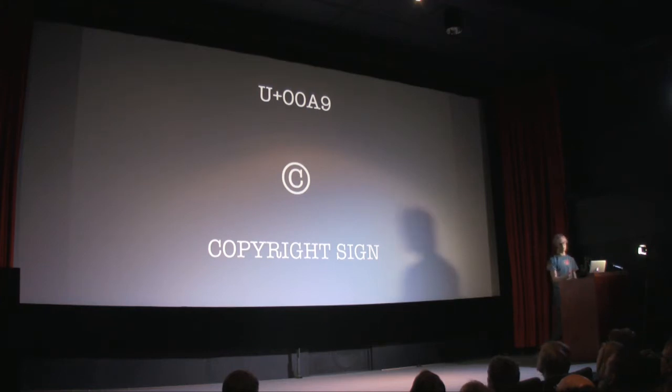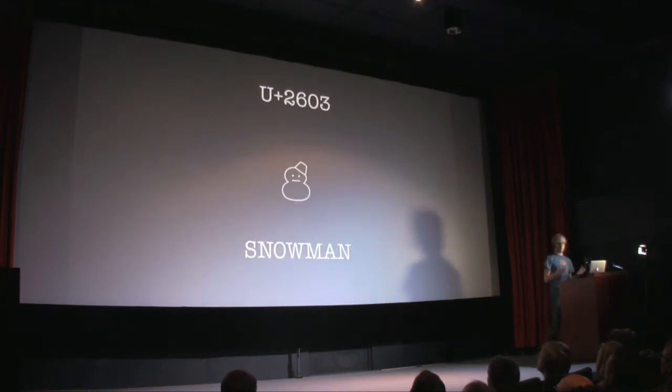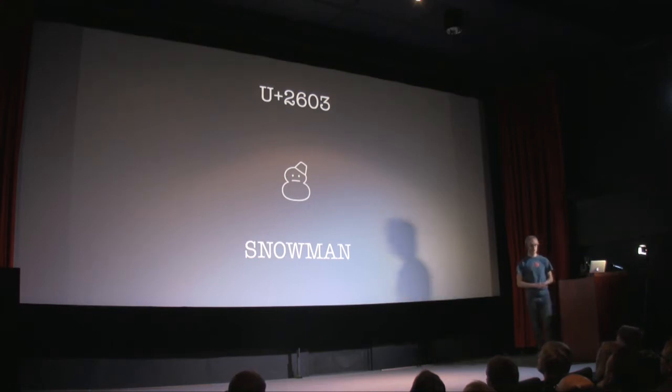Now there's a lot of weird stuff in Unicode as well. For example, there's a snowman symbol. I'm not sure why you would ever need it, but it's there if you want to use it. The code point is 2603. So there you have it.